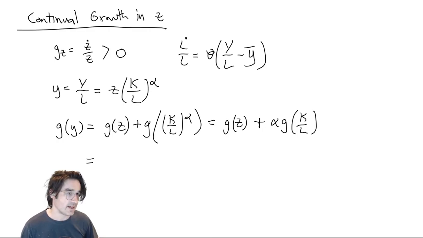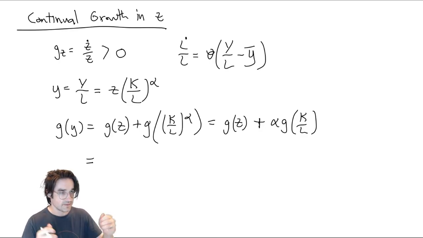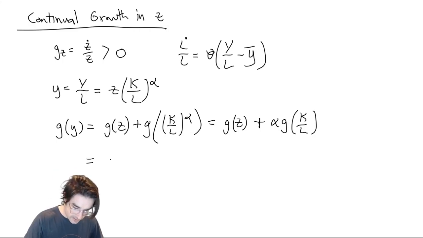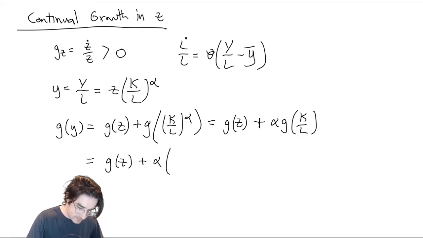Okay, I didn't talk about the quotient rule, but you could probably guess it's just the difference of the growth rates. The growth rate of k over l is the growth rate of k minus the growth rate of l, just like in the logs. So then that means we have g_z plus alpha times (g_k minus g_l).